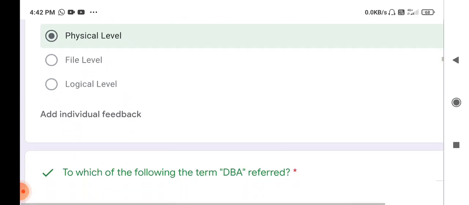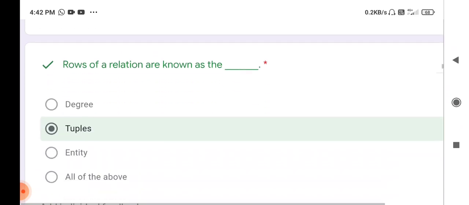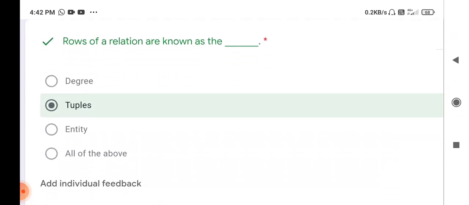Next question is, what does the term DBA refer to? This is a simple question. DBA means database administrator. The database administrator completely handles your database structure, database authorities and database appliances. Next question is, rows of relations are known as? Rows of relations are known as tuples, right? The rows of a relation are called tuples. Next.